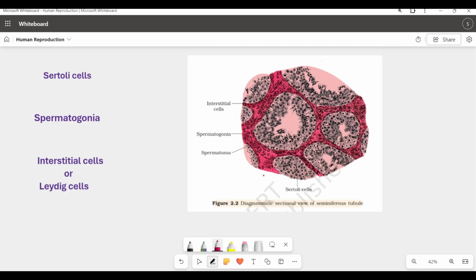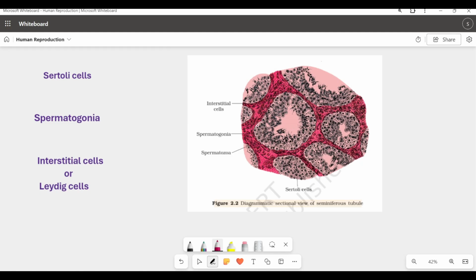Now let us learn about the cross section of the seminiferous tubule. We have already said that each testicular lobule has highly convoluted seminiferous tubules. So let us look at the sectional view. Consider this one seminiferous tubule, and this yet another. Each compartment which you see here is a seminiferous tubule cross section.